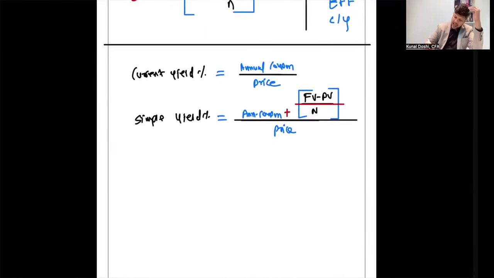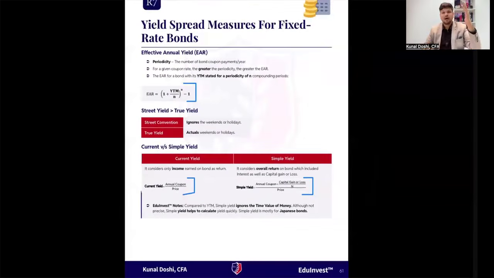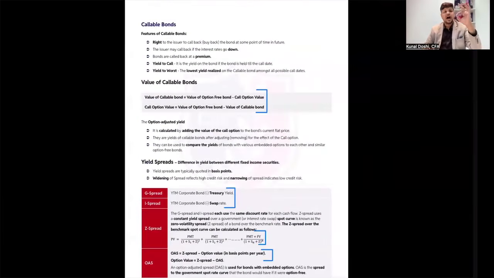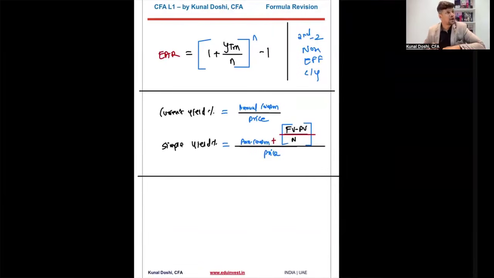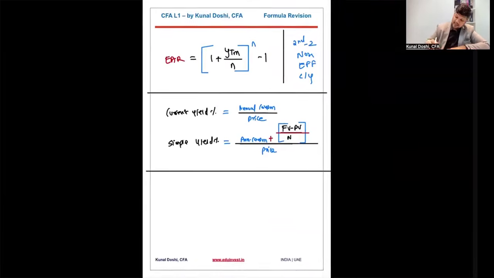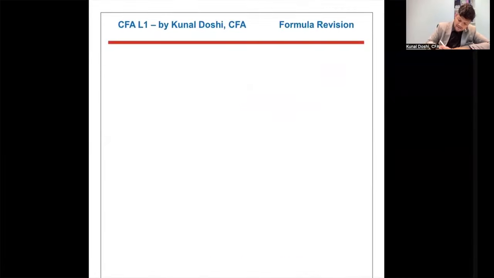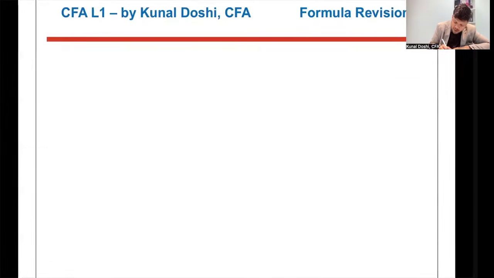Simple yield and current yield. All good? They are not the same as YTM. YTM takes time value. Now comes one of our very important things, callable bond. Now, before I discuss callable bond, let me discuss that the value of which bond is always higher.